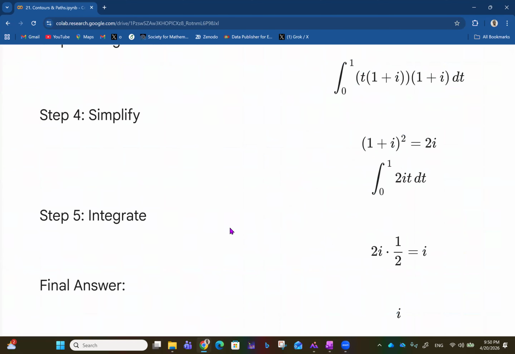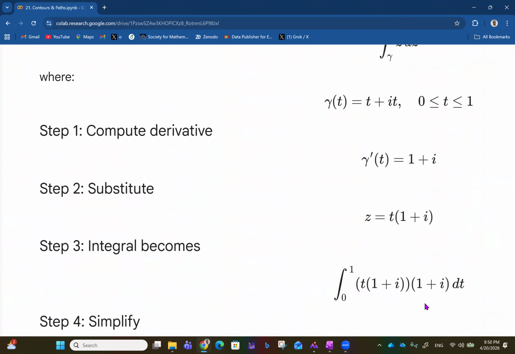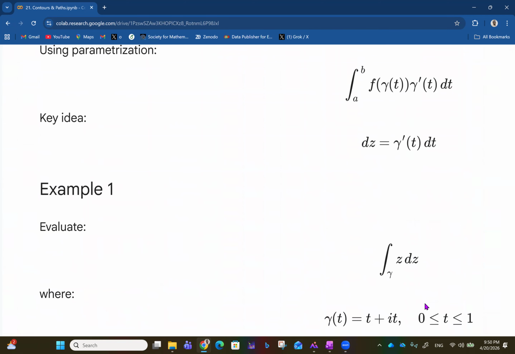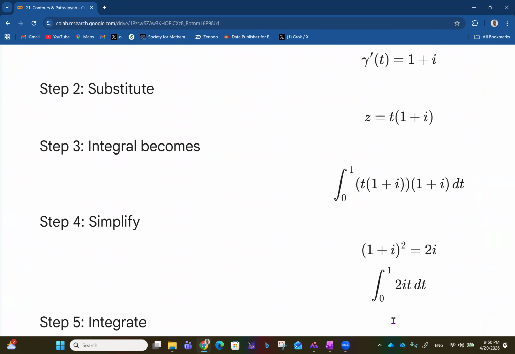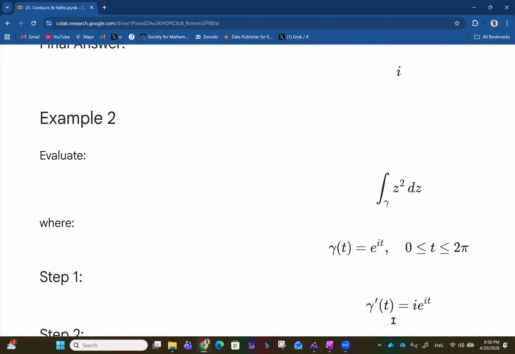So the final answer is i when we evaluate the integral of z dz over gamma, where gamma is given as t plus it in the parameterization.